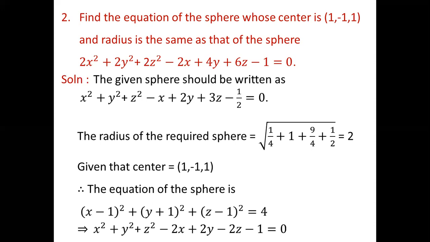Now that we are given the center (1, −1, 1), it is easy for us to find the equation of the sphere. Let us take the equation of a sphere in the form (x − α)² + (y − β)² + (z − γ)² = r². Substitute the values of α, β, γ as 1, −1, 1 and r as 2, and simplify that equation. You are going to get the required equation as x² + y² + z² − 2x + 2y − 2z − 1 = 0.